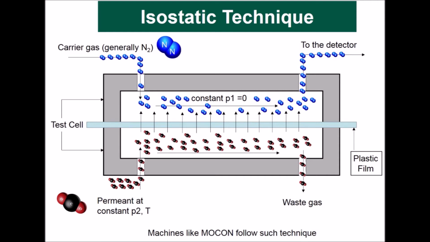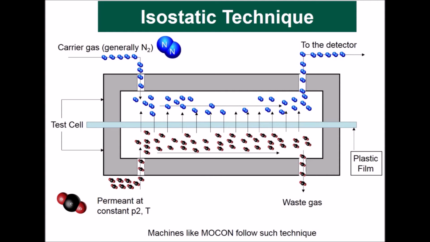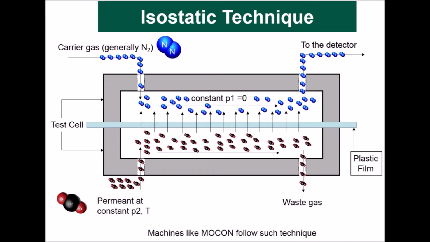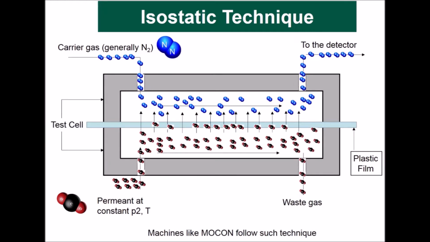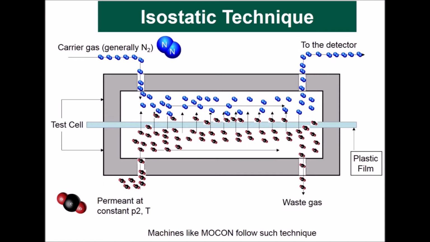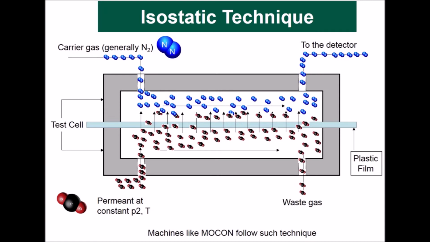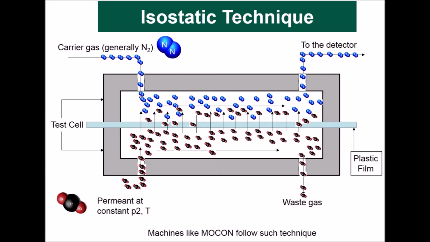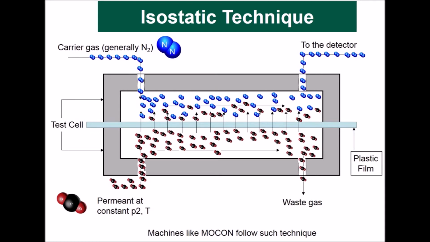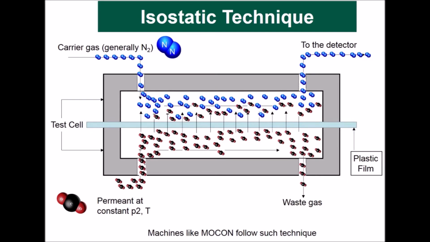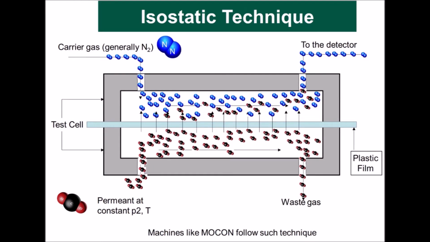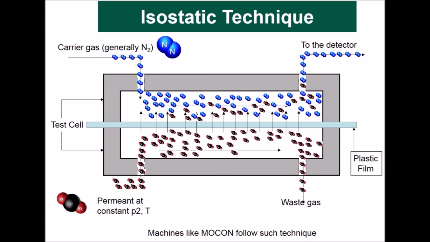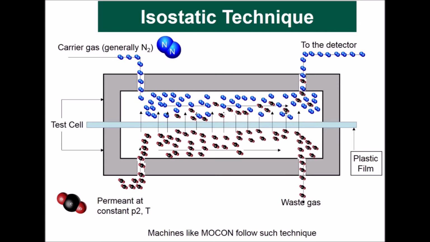The permeant CO2 gas in this example, flowing on the bottom side, is maintained at constant pressure P2 at temperature T, and the other side is constantly flushed with inert nitrogen gas. As negligible or zero CO2 molecules are present on the top side, the top side has zero permeant pressure. Generally, zero vapor pressure of the permeant is maintained on the carrier side in isostatic techniques.